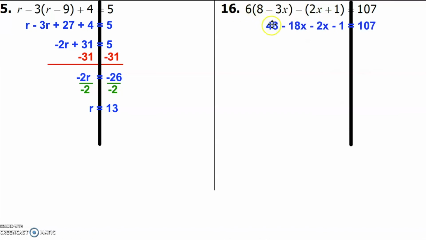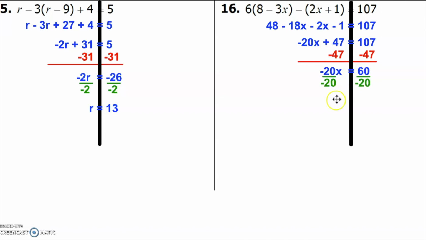So 6 times 8 gives me 48. 6 times negative 3x becomes negative 18x. Negative times 2x becomes negative 2x. Negative times a negative 1 becomes negative 1. Now I need to combine like terms. The negative 18x and negative 2x become a negative 20x. 48 minus 1 becomes 47. Now I can subtract the 47 from both sides and be left with negative 20x equals 60. Then divide by negative 20 to get x equals negative 3.